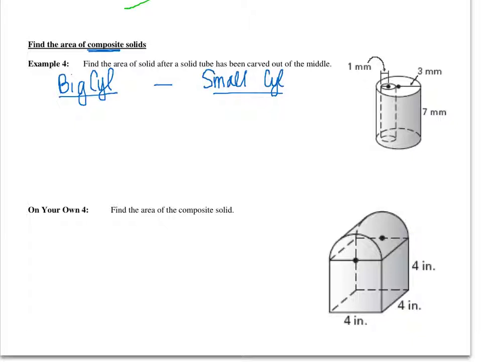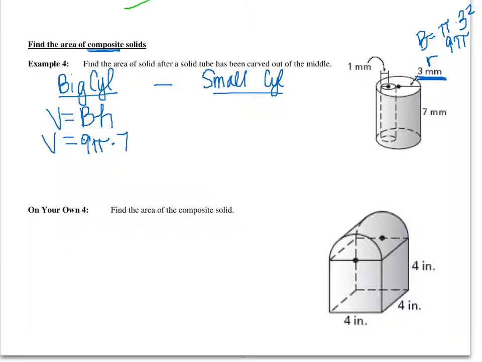So for our large cylinder, our volume equals our base area times our height still. And for our large cylinder, this right here is my radius of my large cylinder. So my base area is pi times 3 squared. 3 squared is 9 pi. For this big one, B equals pi times 3 squared, or 9 pi. That's the base of my large cylinder, times my height of my large cylinder, which is 7. So my volume equals 63 pi for my large cylinder.